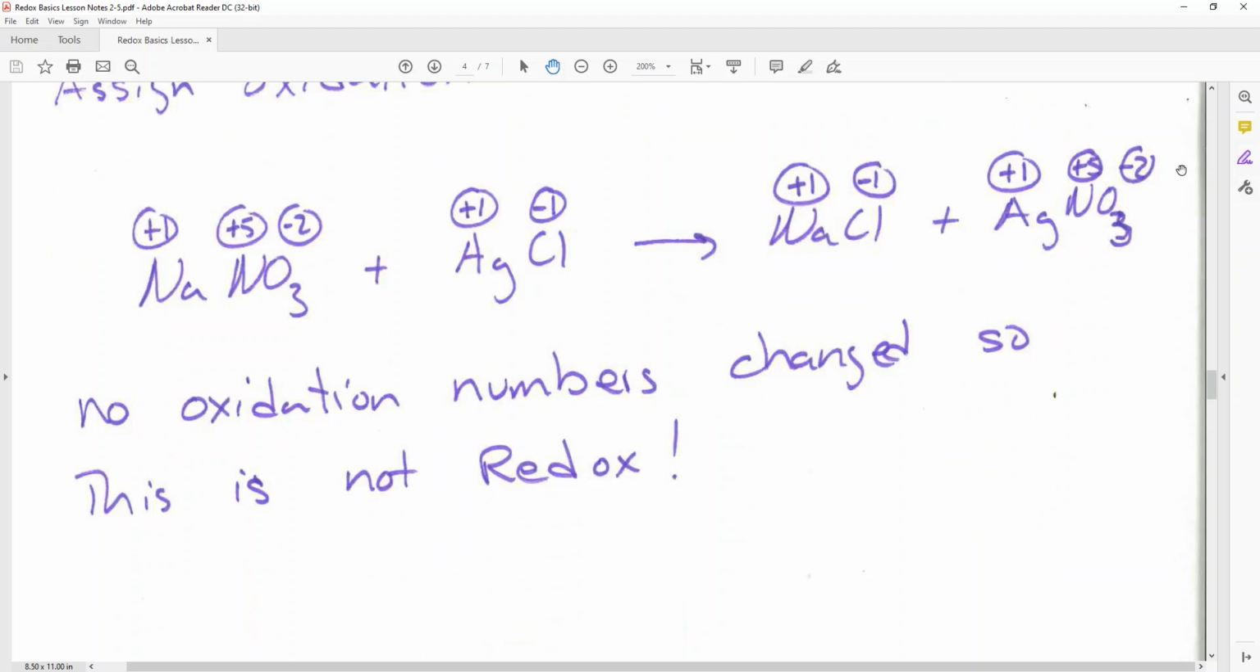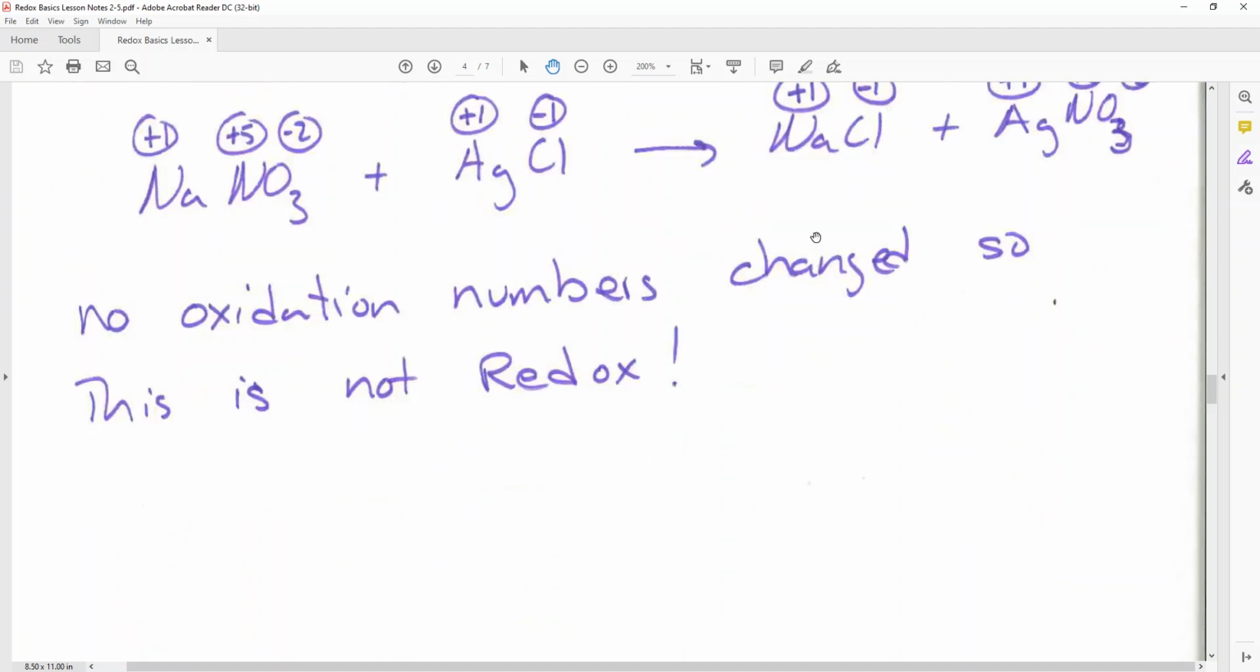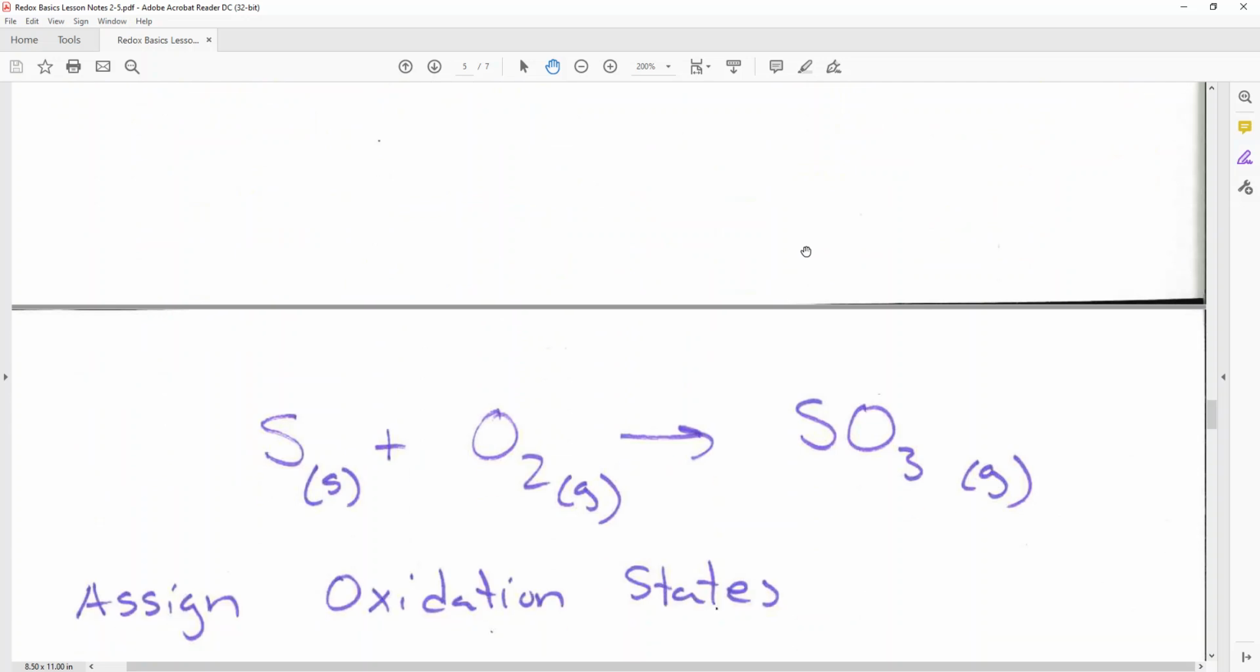All right, so that's not a redox reaction. So nothing got oxidized, nothing got reduced. Nothing is the oxidizing agent, and nothing is the reducing agent there. Right? But what about this one? Okay. Sulfur plus oxygen yields sulfur trioxide.